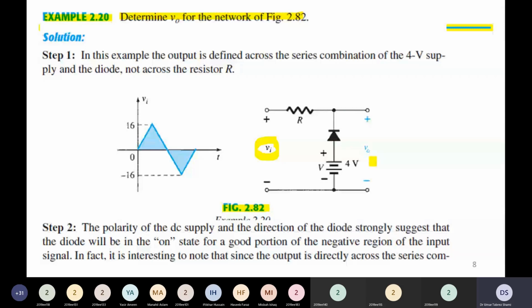So please remember that this 4 volt in any way does not represent the barrier potential of the diode itself. This 4 volt battery represents an externally used DC voltage. And we want to find the output voltage. What is the output voltage available across Vout by using a 4 volt battery and by using a triangular signal of 16 volt to minus 16 volts.